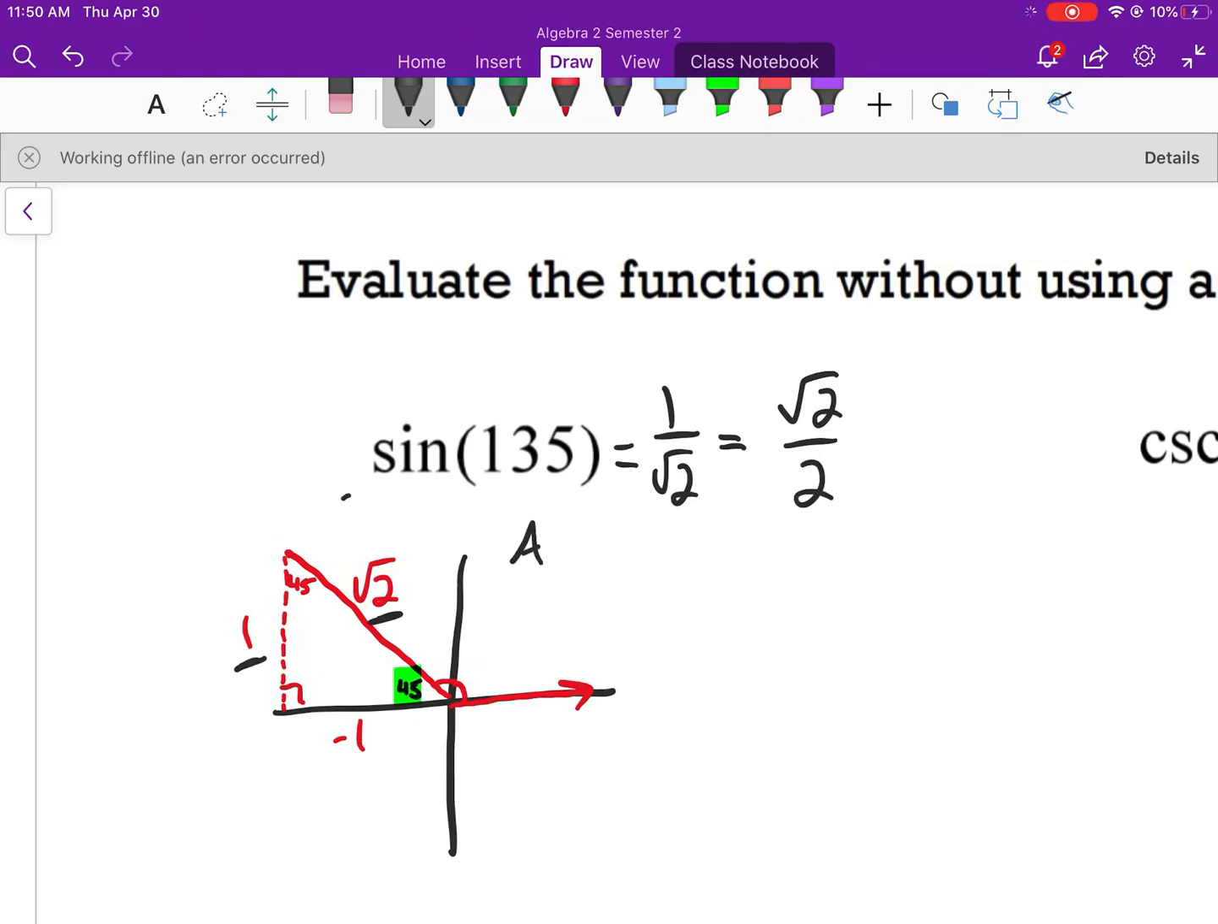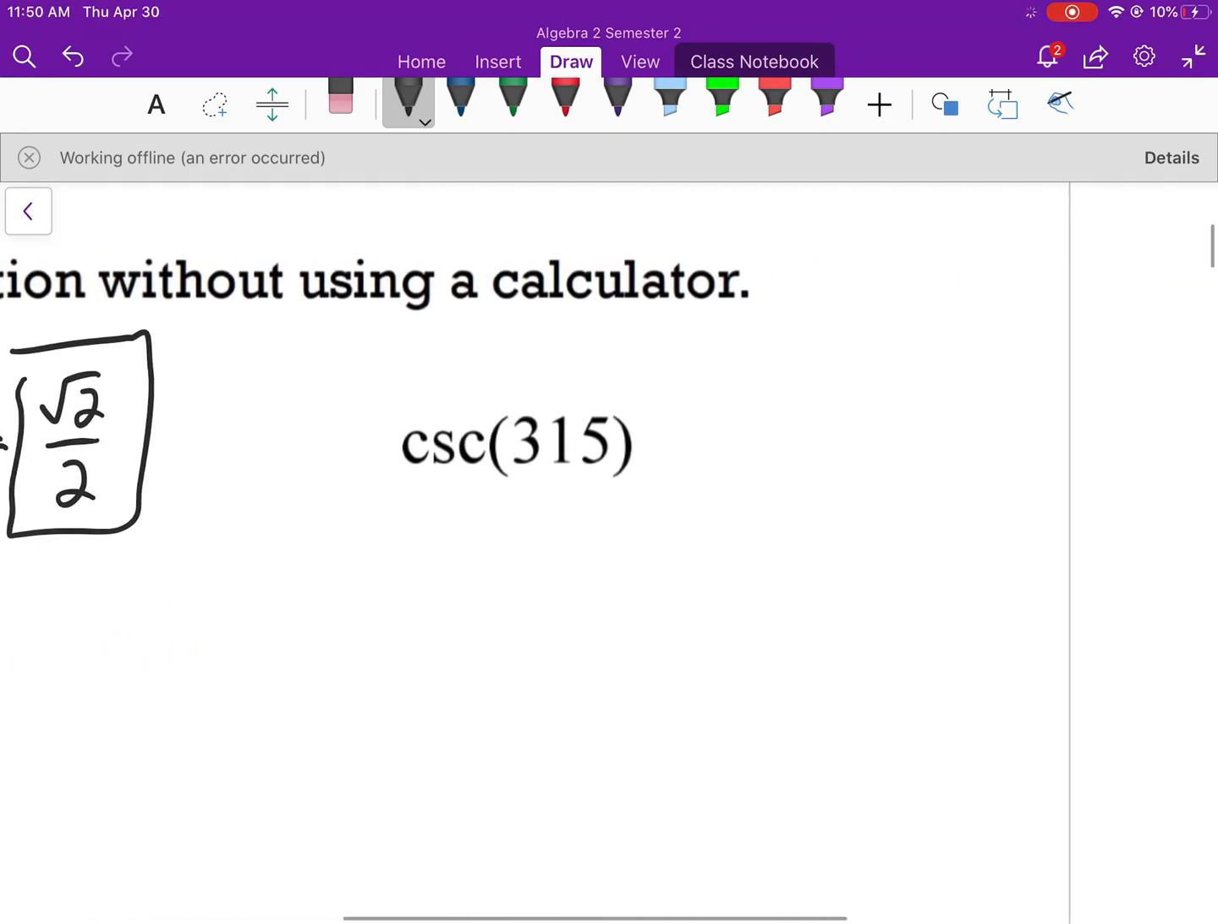Double checking your sign. We know all students take calculus as our acronym. Sine and cosecant should be positive in the second quadrant, so our sign is good, and we have our answer of square root of 2 over 2. Okay, cosecant of 315 then.